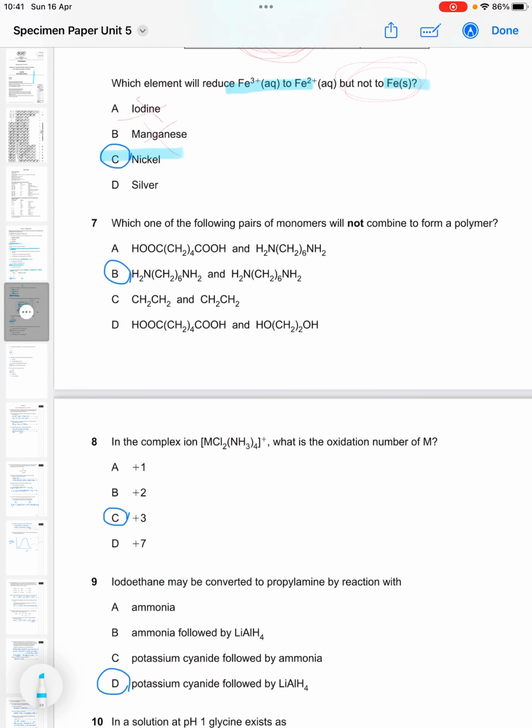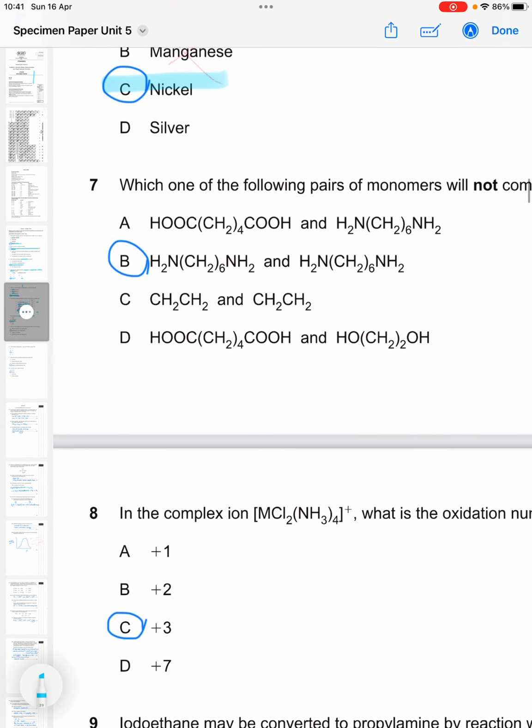Number 7, which one of the following pairs of monomers will not combine to form a polymer? So it's worth just looking at the monomers and seeing what they are. So here we have an acid and an amine, so that's going to give a polyamide. Here we've got 2 amines. Not going to give anything, is it? So that's the answer there.